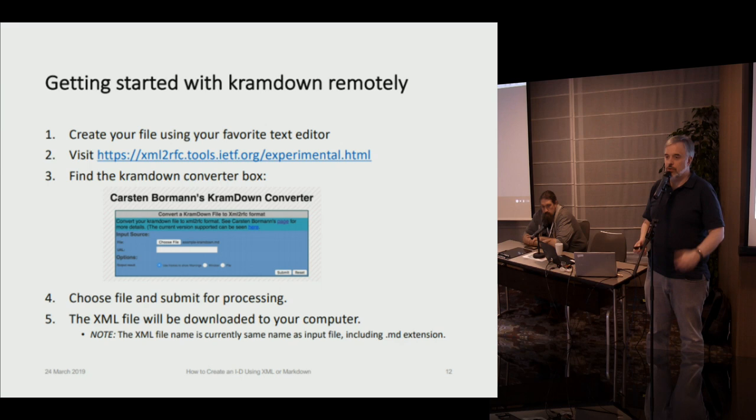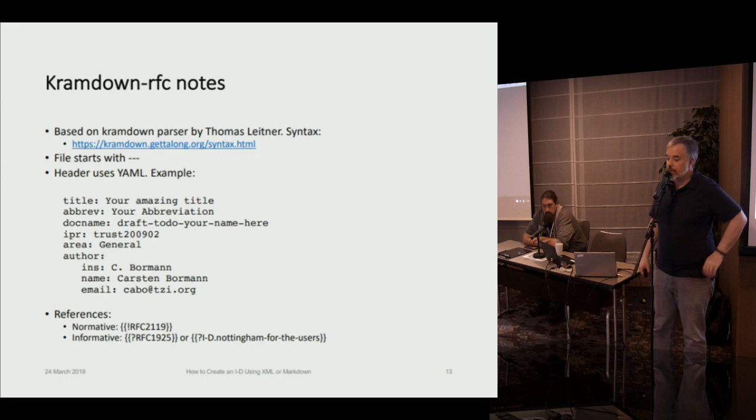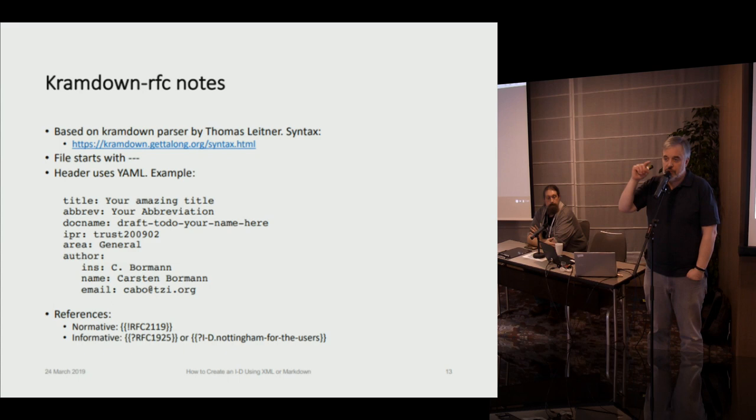It's based on a variant of Markdown called kramdown, which was developed by Thomas Leitner. If you want to see all of the syntax, you can go to that URL, and it will show you all of the various things you can do inside of the file. You begin your file with these three dashes, and then the header uses YAML. So you would just put something like this at the beginning: your title, abbreviation, all those kinds of things.